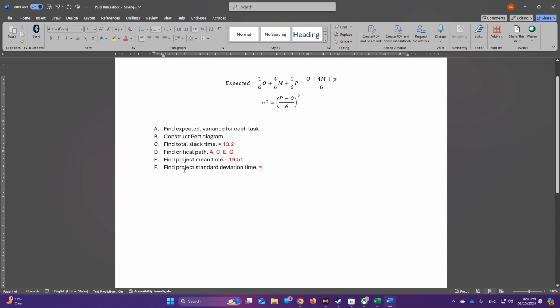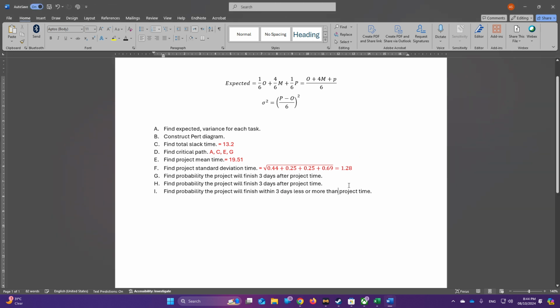Now we need to find the project standard deviation, not the project variance. So for each critical node, we go back to the table and find the variance for each one. We find the sum, and then we get the square root. Just to make it clear, we get the variance for A, C, E, G. We get the sum, and then we find the square root, and we get this value.